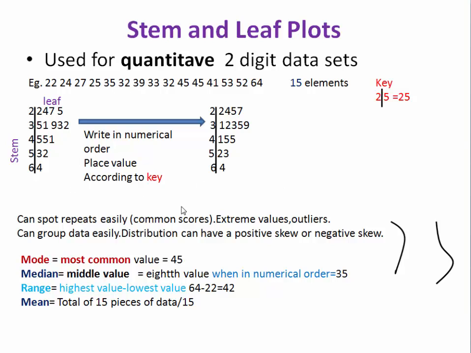Advantage is you can spot easily the common scores with the stem and leaf plot, and spot extreme values and outliers. You can group the data easily.